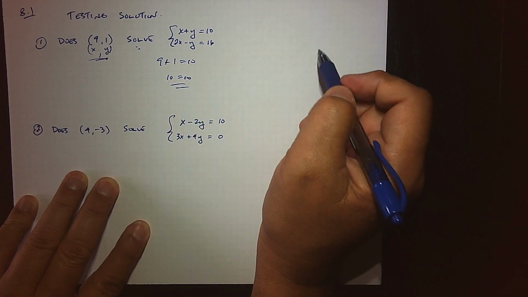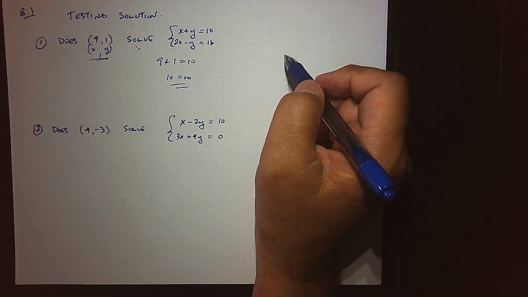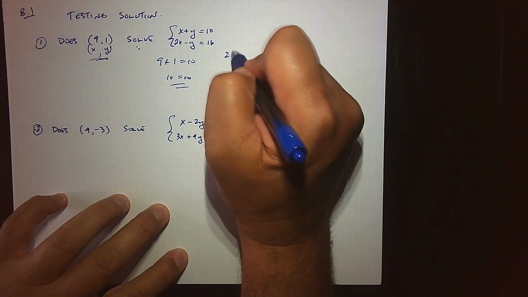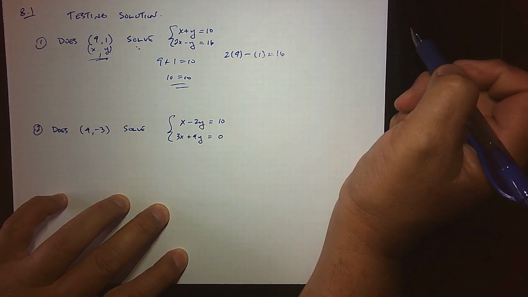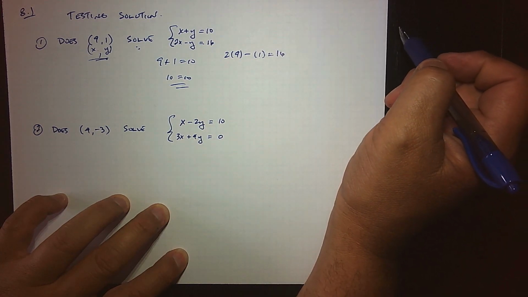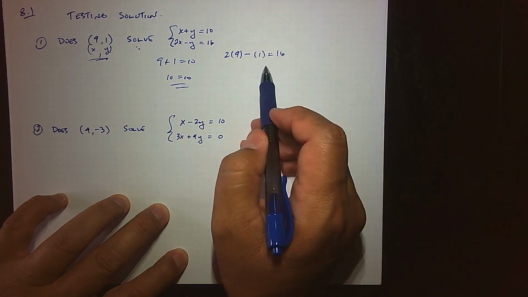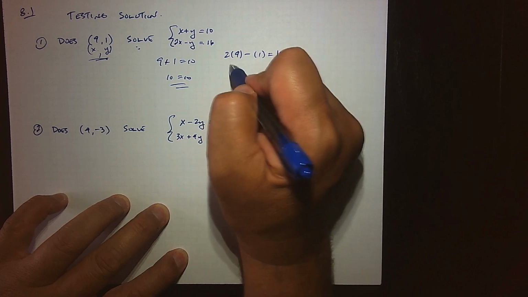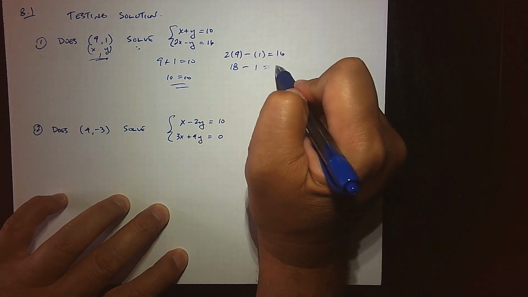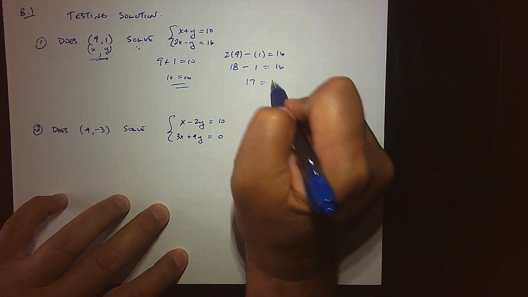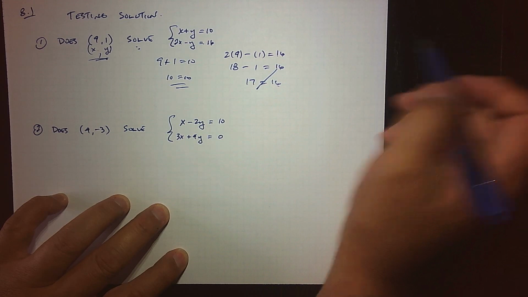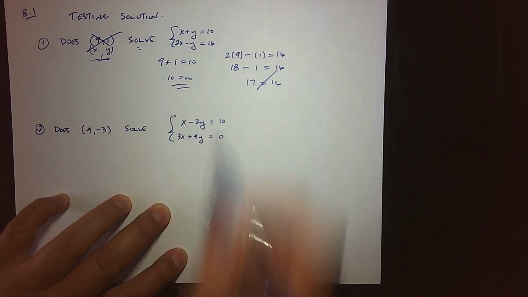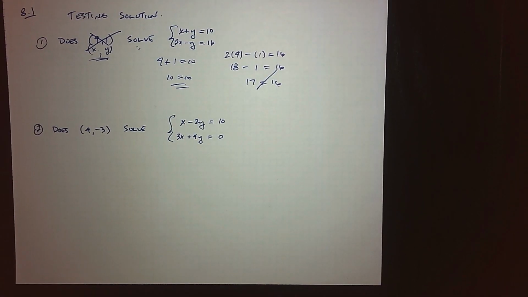So far, so good. But to be a solution to a system, it also has to work for the other equation. So there I am plugging in (9, 1), x is 9 and y is 1, into the other equation. Doing the math, we get 18 minus 1, that's 17, minus 16, and I don't know about you guys, but that's not equal in my book. So that tells us that that value does not solve the system.